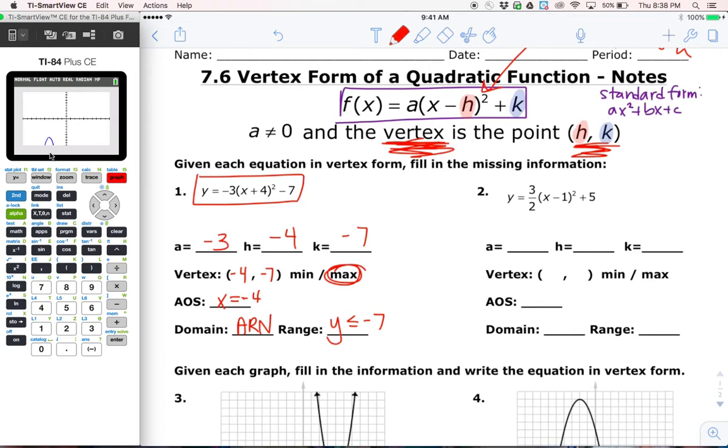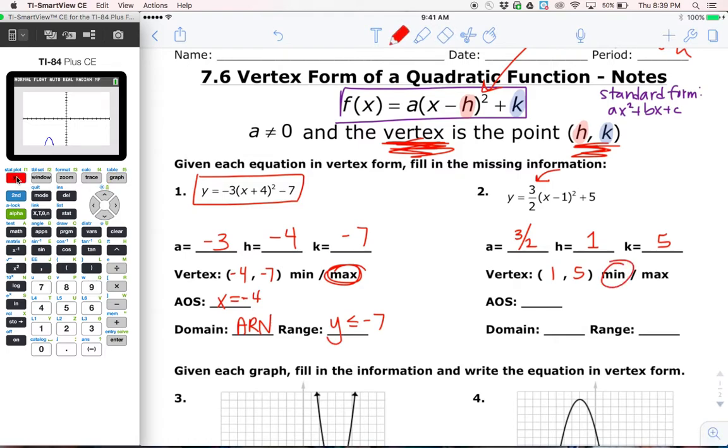Here we go. And the next one, a is 3/2. h is +1, right? Because we see a -1 in the formula. That's the one we have to switch. k is 5. So my vertex is the point (h, k), so (1, 5). Now, do I have a minimum or a maximum? Well, I hope you guys know, because this is positive, it's going to be a smiley face graph, a graph opening upward, which is going to create a minimum.